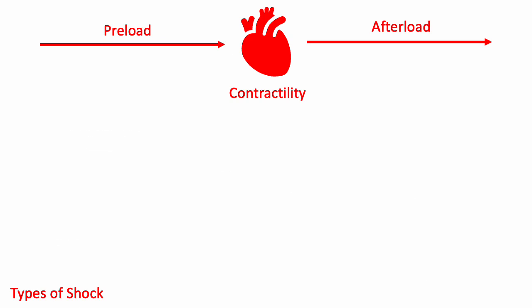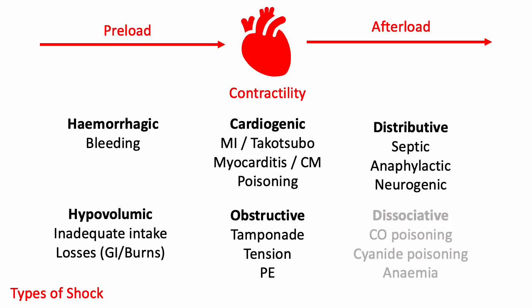Types of shock. As you can see, there are quite a lot. You can divide these up by how they affect the patient. Things that affect your preload would be hemorrhagic shock, so bleeding. Quite obviously, you don't have enough blood to go around. Then hypovolemic, so if you have inadequate intake, if you're very dehydrated, or if you have excess losses, such as gastrointestinal losses, or burns, where you lose a lot of fluid through the skin.